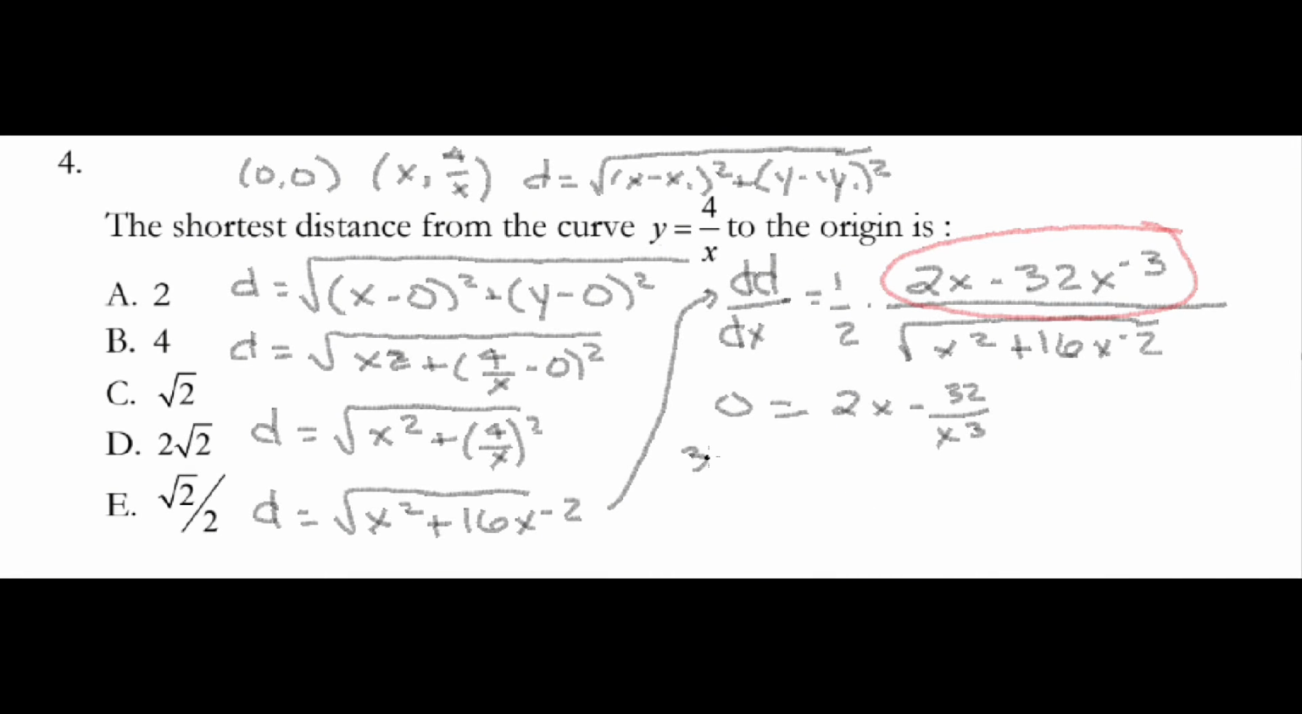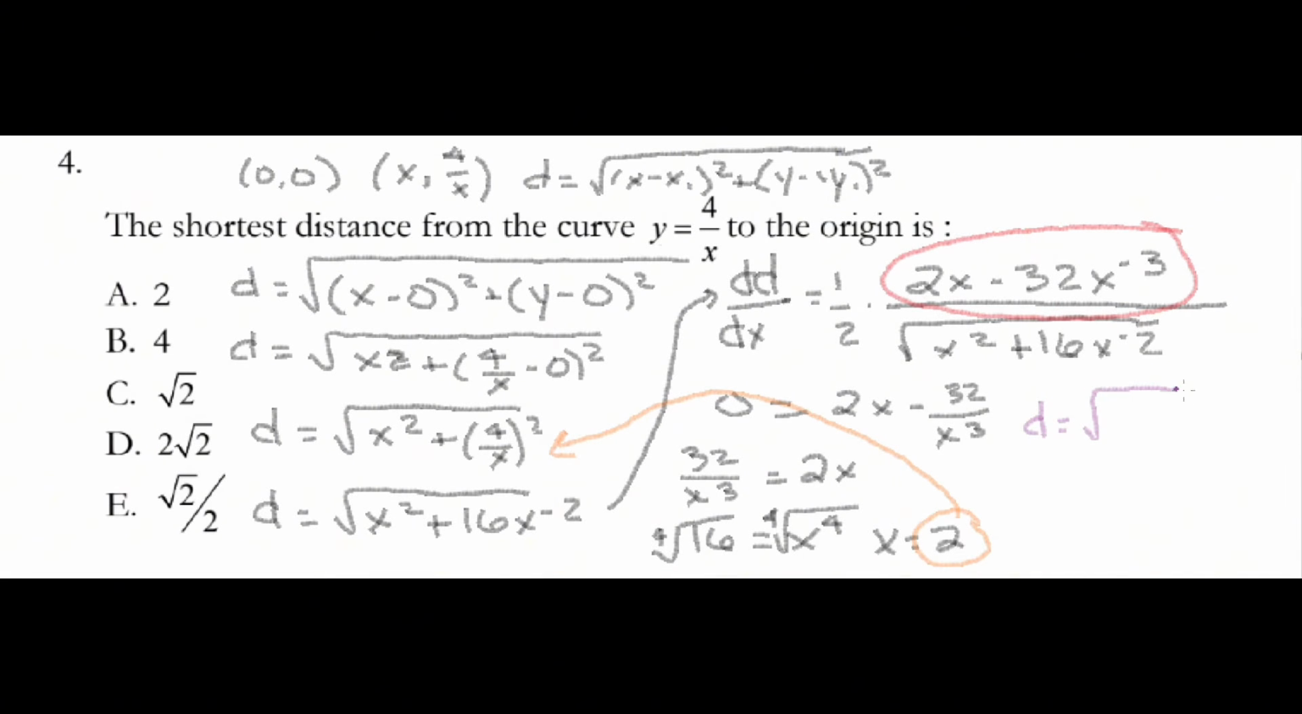Now I'm going to figure out what x value makes 2x minus 32 over x cubed equal 0. I add the 32 over x cubed to the other side, multiply by x cubed, and divide by 2. I get x to the 4th equals 16. So after taking the 4th root, I get 2. Now, I'm only going to look at the positive version. Is that a minimum? You could test it, but almost every time the answer you get is the minimum. It's not going to be a maximum.